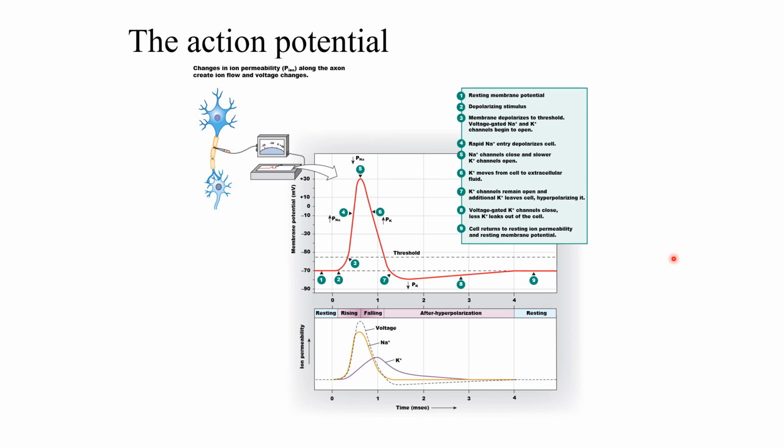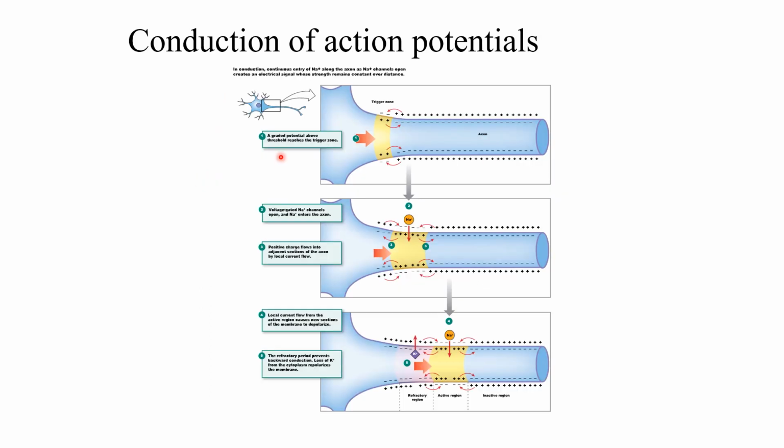And those steps are going to keep taking place all the way down the axon until we hit that axon terminal. If we look at this image right here and we zoom in on this region, you see the axon hillock or the trigger zone right here, and here is the axon.